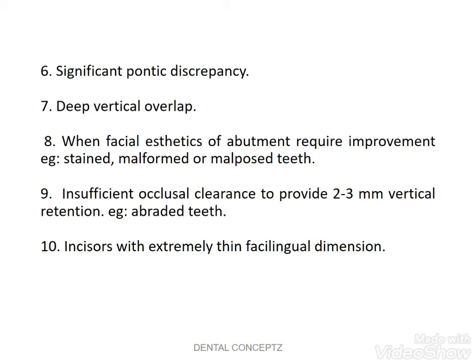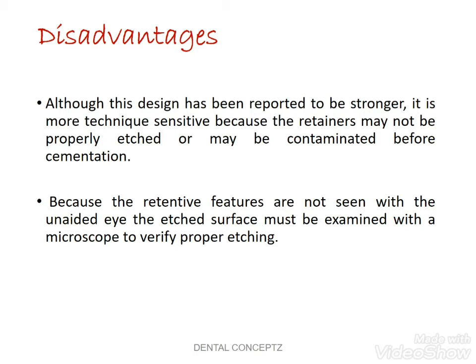When significant pontic discrepancy is present, in cases of deep vertical overlap, when facial aesthetics of abutment require improvement, for example in cases of stained, malformed or malposed teeth, when there is insufficient occlusal clearance to provide 2 to 3 mm vertical retention like in cases of abraded teeth, and in incisors with extremely thin faciolingual dimensions.